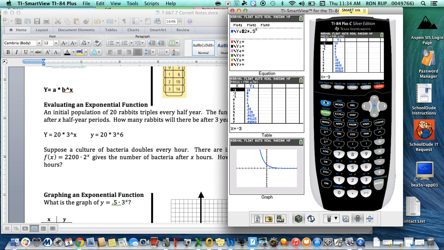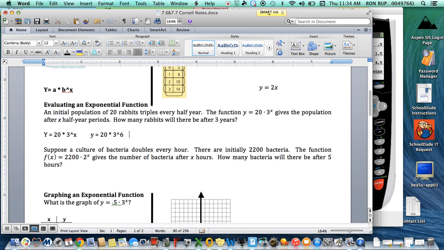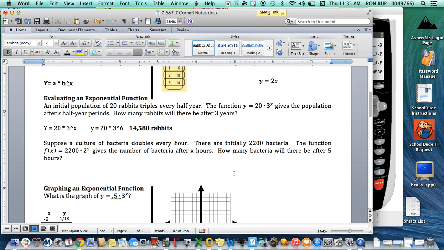So you can just go over to your calculator, and again, I would keep parentheses. So 20 times 3 to the 6th power. So there will be 14,580 rabbits. That is how you evaluate given an expression. So I want you guys to try this one and see if you can figure it out.